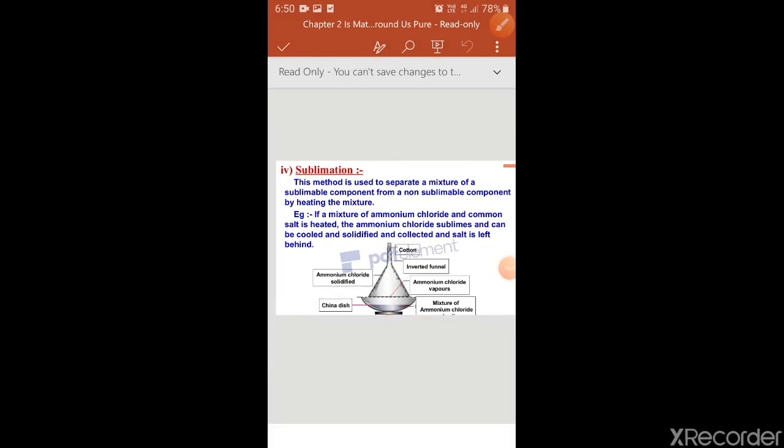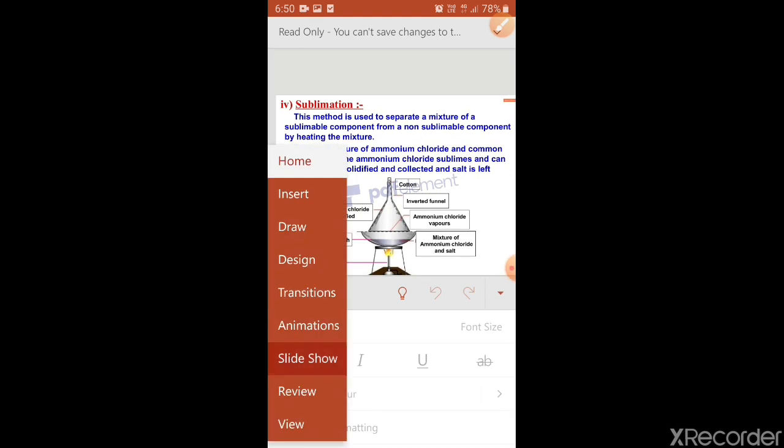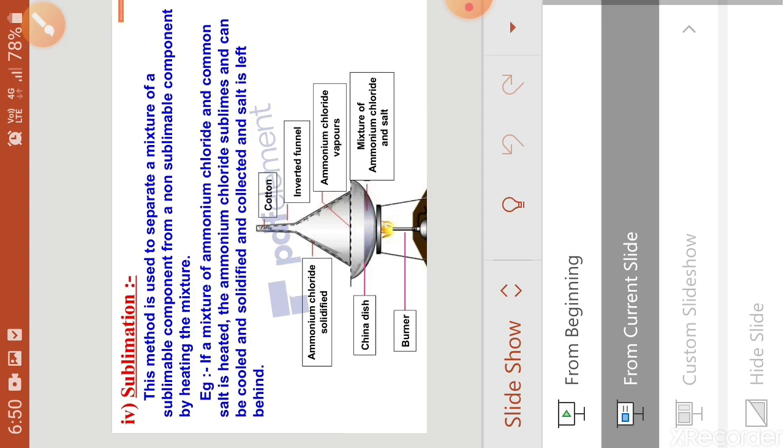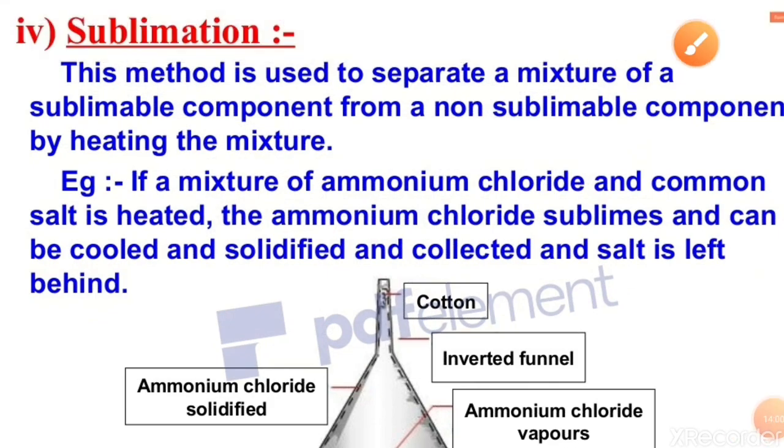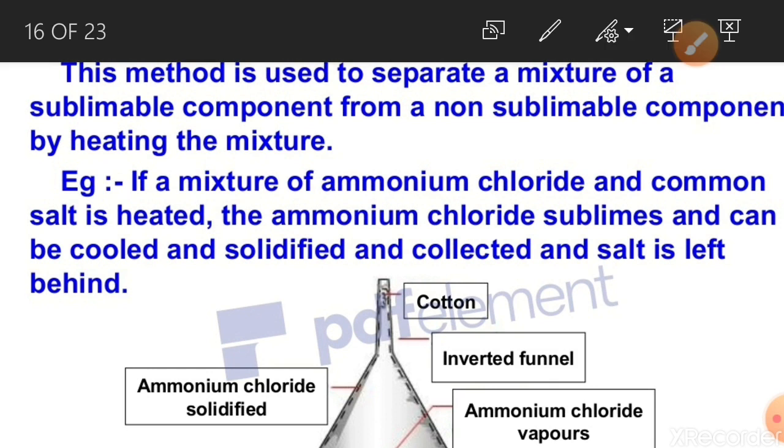The next method is sublimation. You have already studied the sublimation method in another chapter also. Sublimation is a process where a solid directly converts into its gaseous state. It does not come in its liquid state. Sublimation is also used to separate a mixture of a sublimable component from a non-sublimable component by heating the mixture. Let's understand this with the common example of a mixture of salt and ammonium chloride.